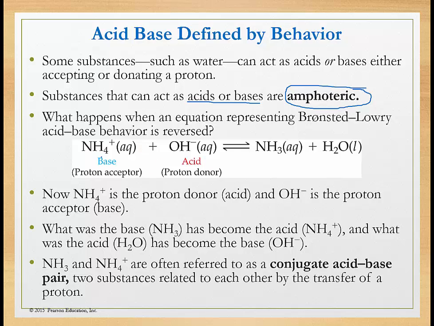So now this one was the proton acceptor. It accepted the proton from the ammonia. This one was the proton donor. It was originally water. Now, when we flip it around, ammonium becomes the proton donor. In order to go in this direction, it has to act as an acid, and then hydroxide has to act as the base. So what was the base becomes the acid, what was the acid becomes the base. That's how we tie them together as conjugate acid-base pairs. So, for instance, ammonia and ammonium, there's only a proton difference between them. That's a conjugate acid-base pair.